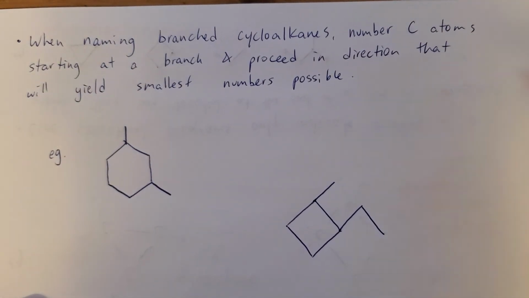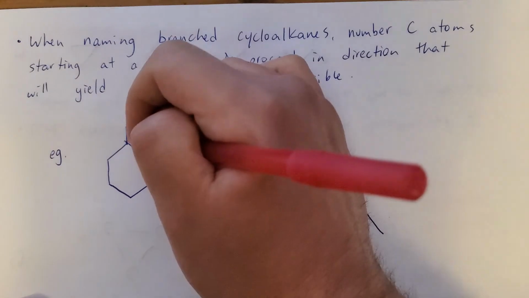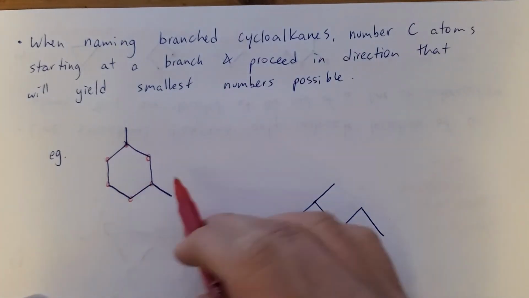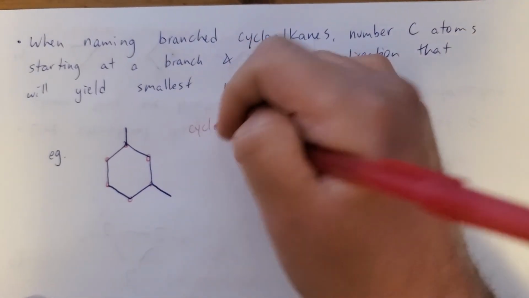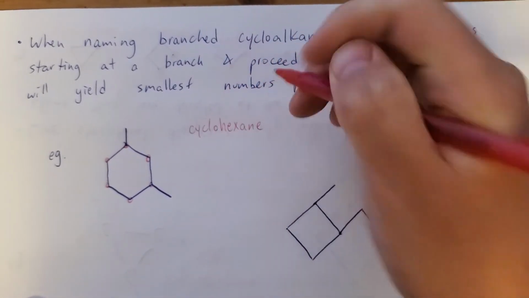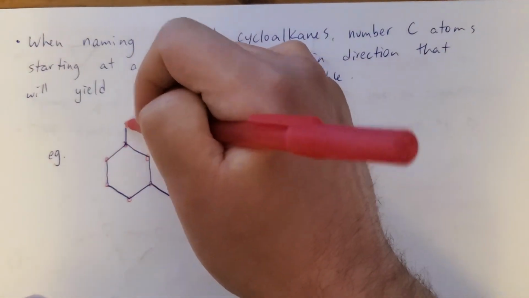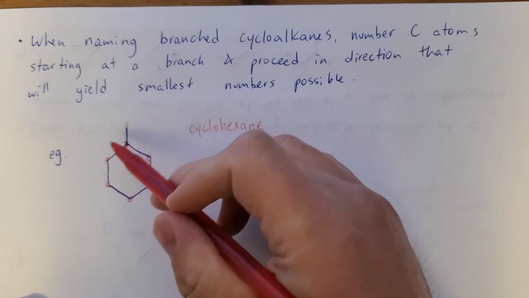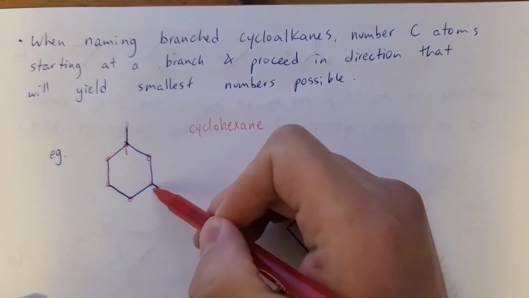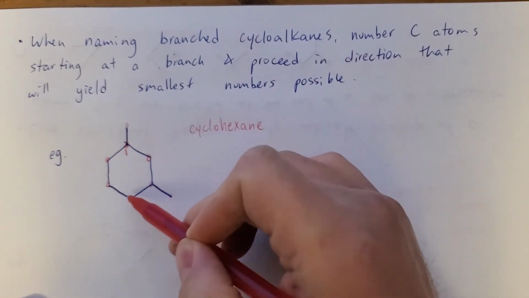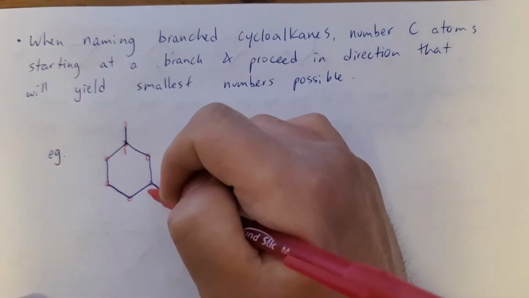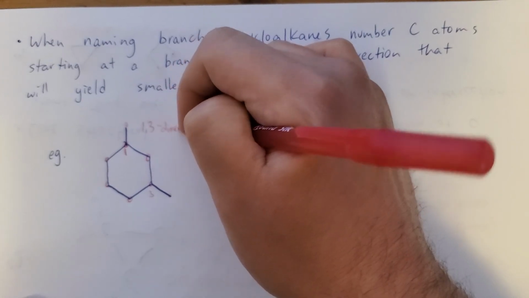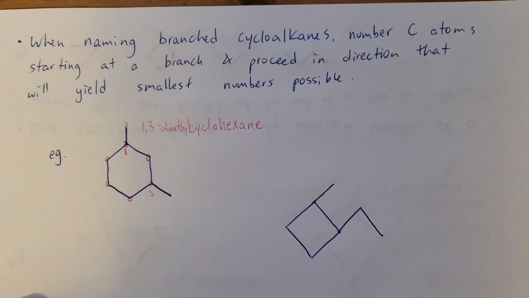So here I've got a cyclic alkane or cycloalkane with 6 carbons. So that's cyclohexane. I've got 2 methyls, right? I'm going to call this guy 1. And if I go this way, I'll get 2, 3, I'll get 5 for this guy, but if I go clockwise here, I'll get 3. So this is going to be 1,3-dimethylcyclohexane.